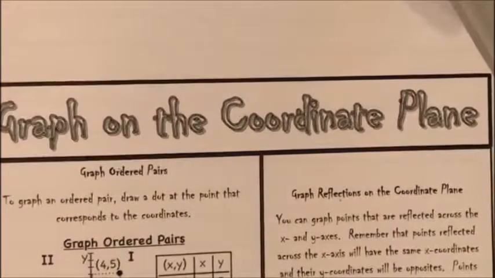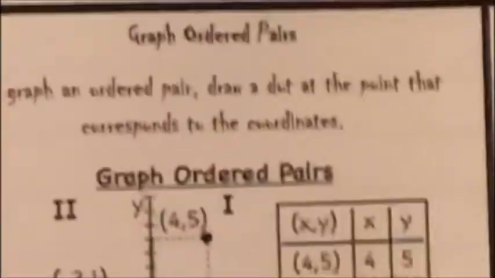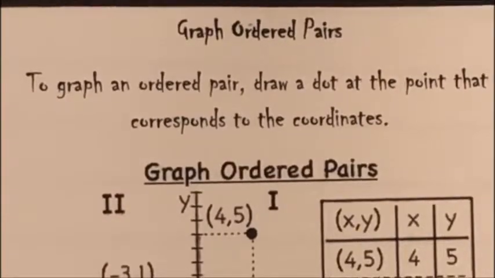This is Chapter 5, Lesson 7, Graph on the Coordinate Plane. All right, so when I'm graphing ordered pairs, to graph an ordered pair, I draw a dot at the point that corresponds to the coordinate.